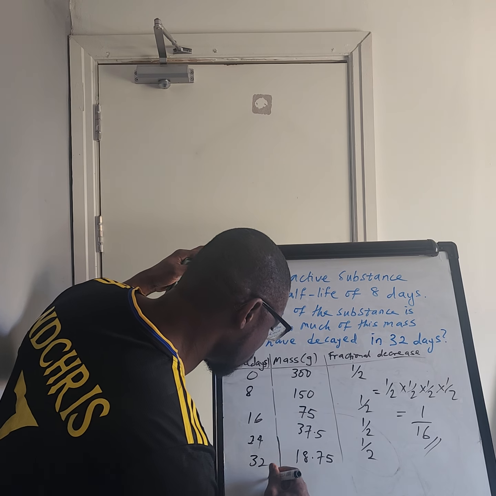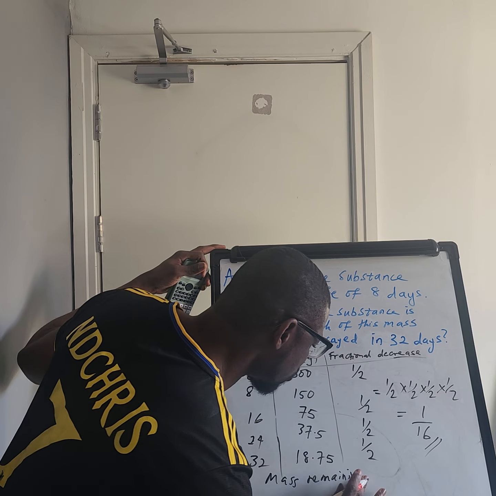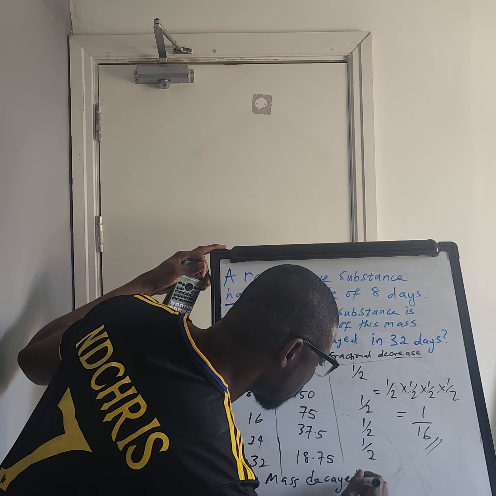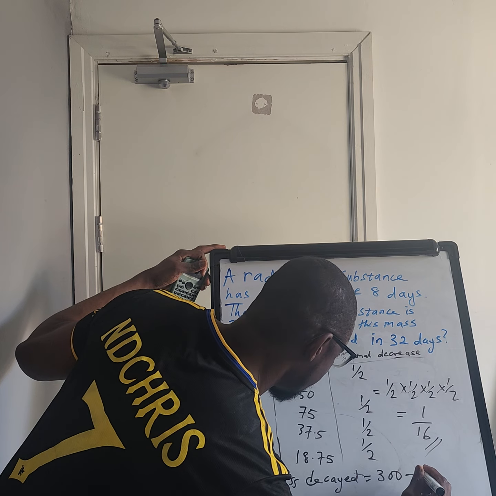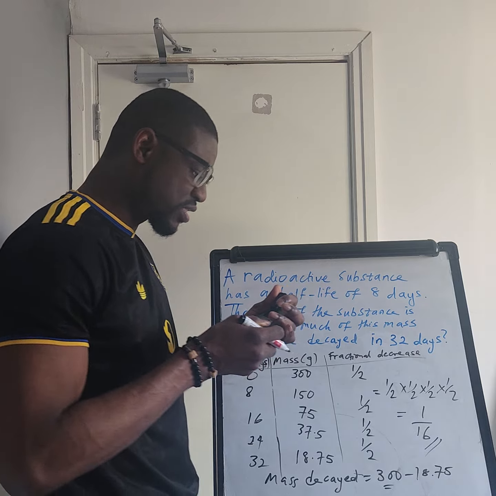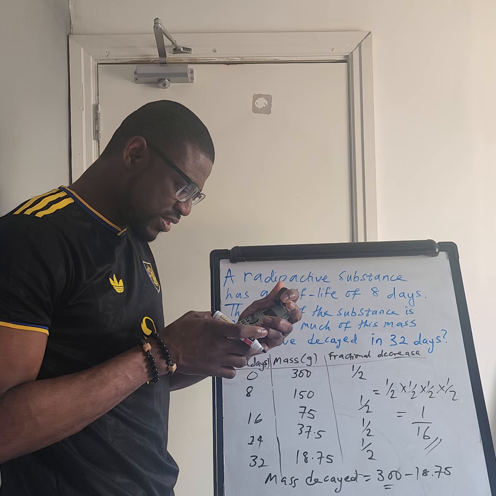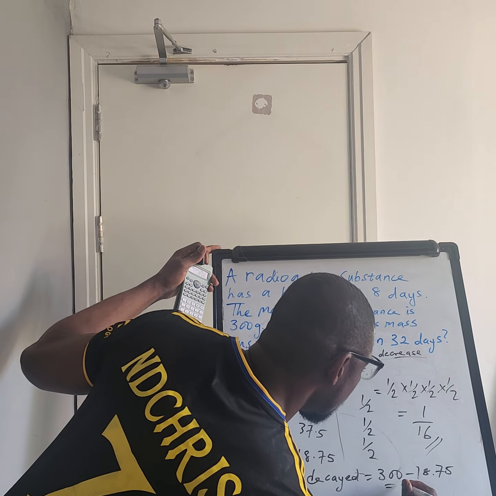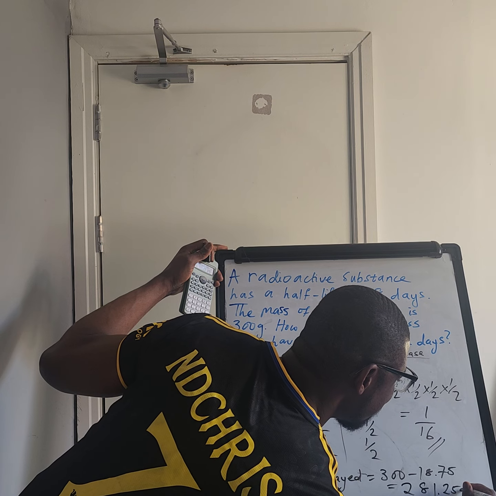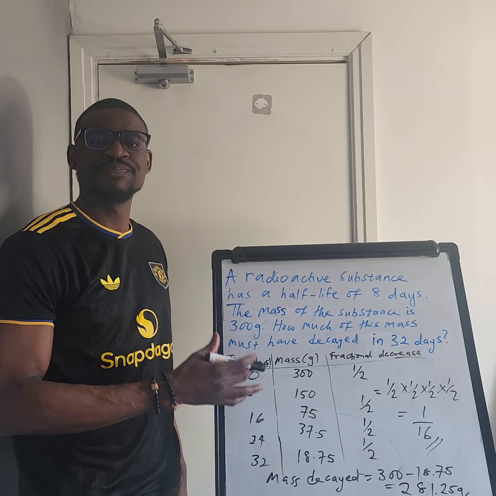Mass decayed, or lost, becomes 300 minus 18.75, and that will give us what? 300 minus 18.75. So we've lost 281.25 grams of the radioactive substance over the period of 32 days. So this is how to solve it.